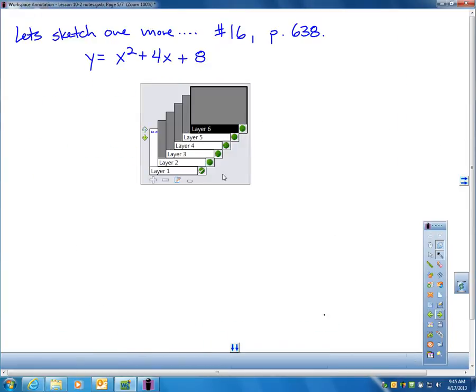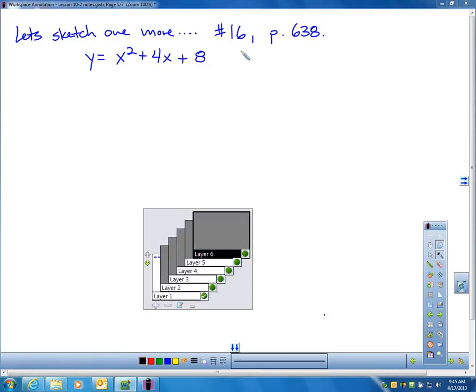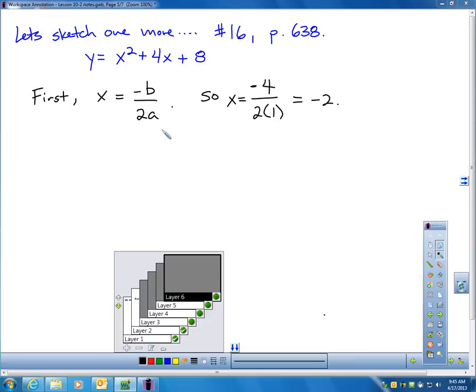Okay, let's do another one. Number 16 on page 638. Here's my quadratic. Step 1, let's get our axis of symmetry. B is 4, A is 1. My axis of symmetry is negative 2.